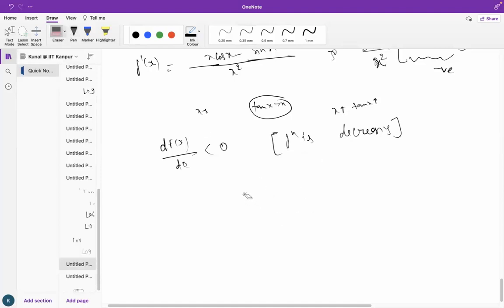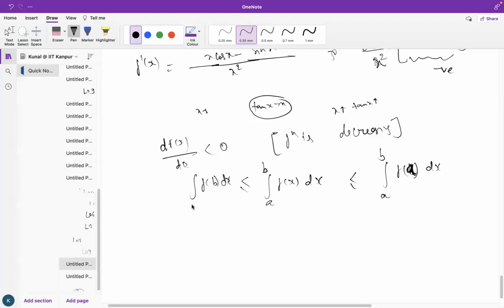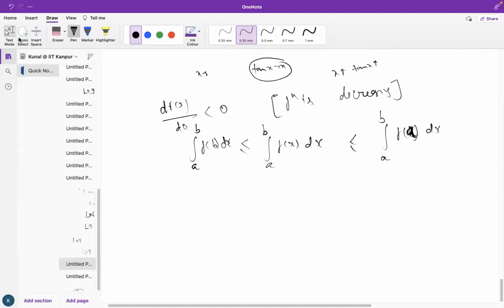Then our function is decreasing. So what I have to apply? I have to apply the integral of f of x dx, integrating from a to b. So the value will be less than or equal to f of a, because our function is decreasing. The integral of f of a dx from a to b will be greater than or equal to the integral of f of b dx from a to b. Okay, so let me write it here.